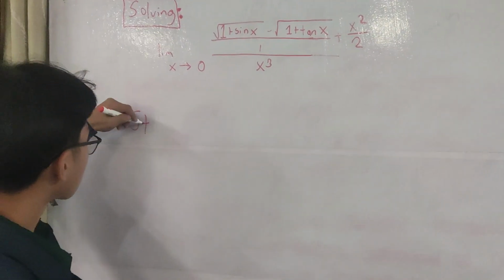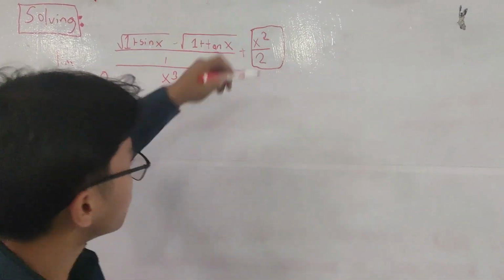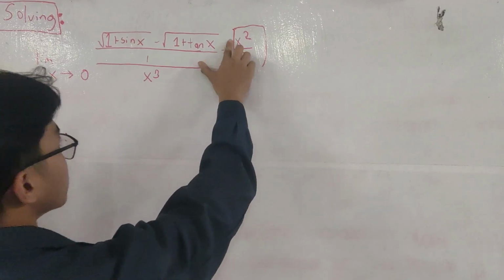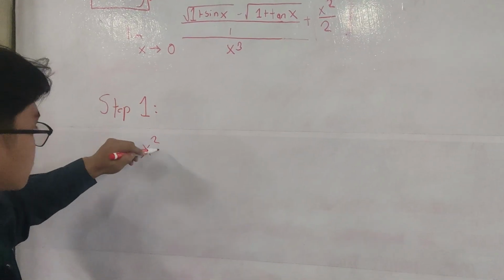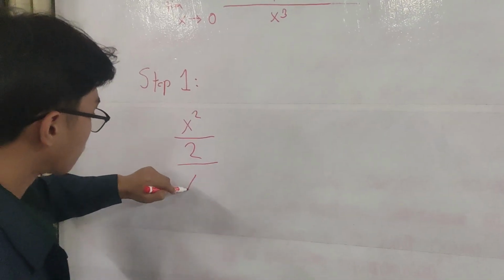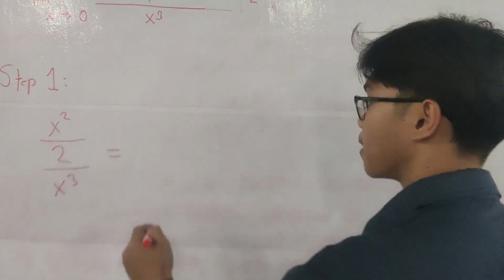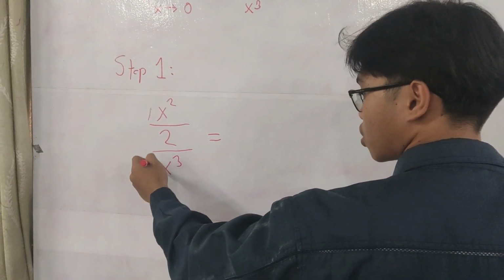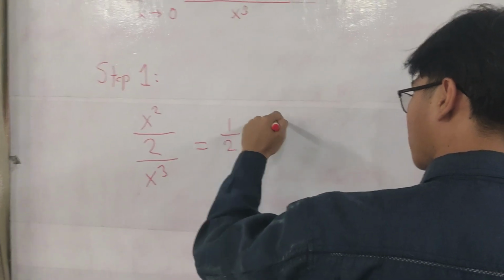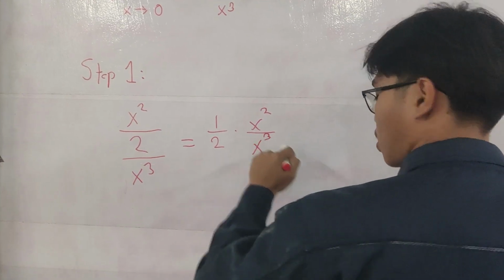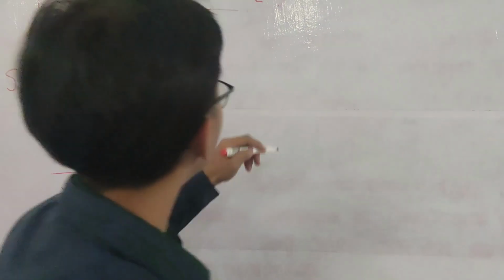So step 1 is to simplify. On this side of the equation, we want it to be just straight. Okay? So let's grab this here. With this, we can define this as x squared over 2, over x to the power of 3. To simplify this further, since there is 1 over here and also 1 over here, we can simplify this as 1/2 times x squared over x to the power of 3. So now we can write the whole entire equation as this.